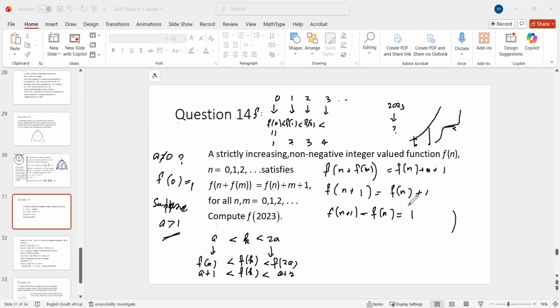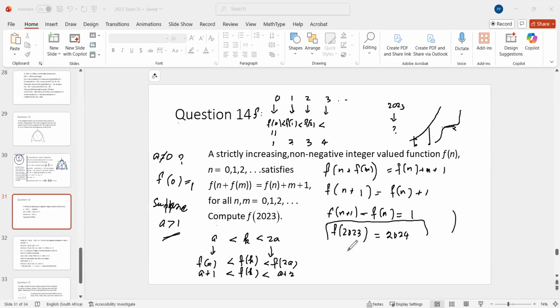So if you go on like that, you got an arithmetic sequence whose first term is 1, common difference is 1, and you can go to f of 2023. You can see that each one goes to 2, 2 goes to 3, 3 goes to 4. So this will be 2024. So that's the answer to this question.